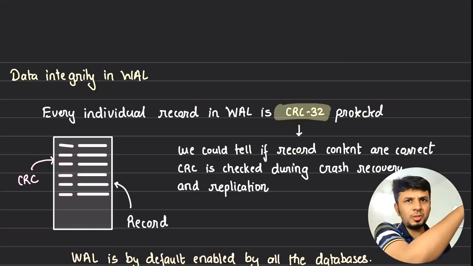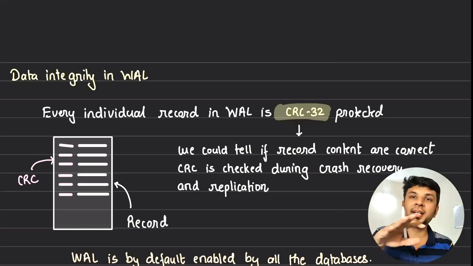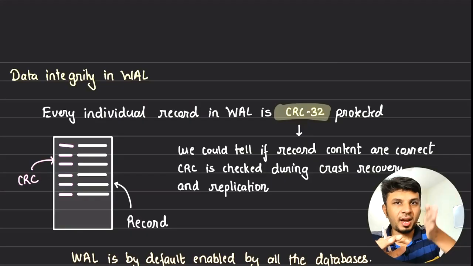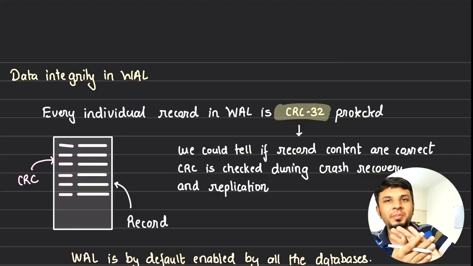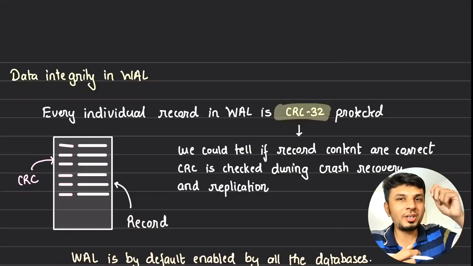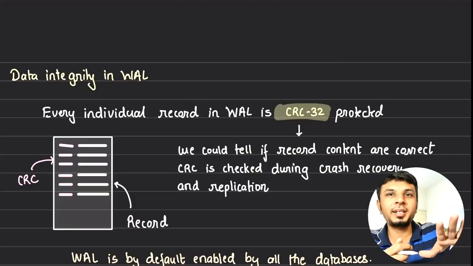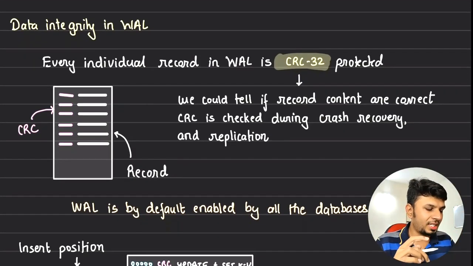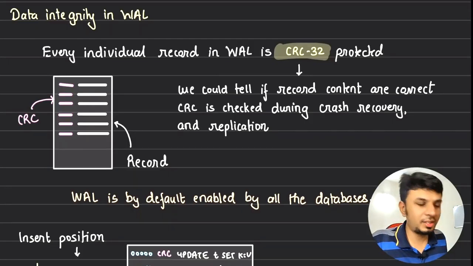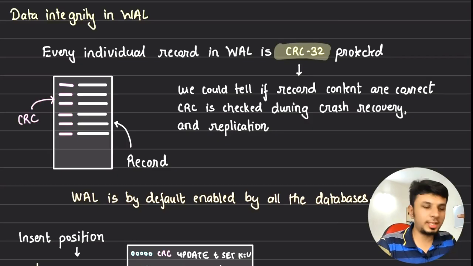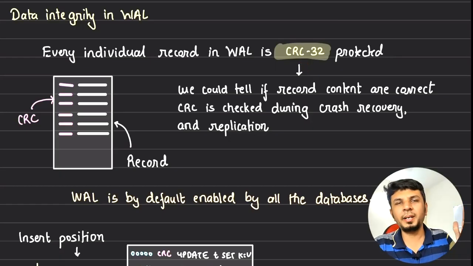Because assume you are writing a 100 character long line. You wrote the changes till 512 bytes and then your machine crashed. Now what? How do you know that the record that you have written onto the disk is properly written, that there is no data loss while writing it? That's where every write-ahead logging uses a cyclic redundancy check, as simple as a checksum.